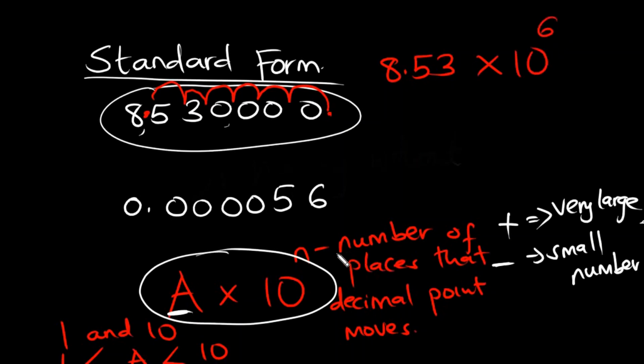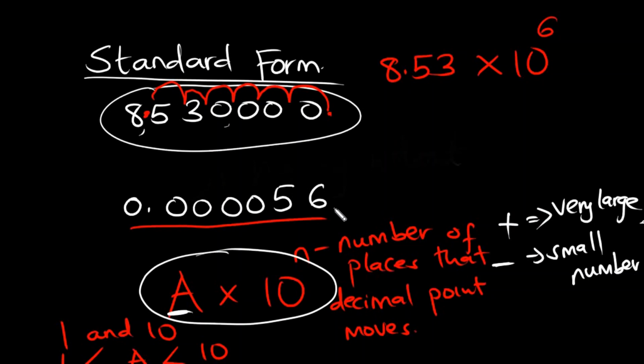So it's going to be times 10 to the power of 6. Remember what we said, n stands for the number of places that the decimal point moves. For this case, the decimal point moves 6 places. Then it's going to be positive 6. Why? Because this is a large number. In other words, for any number that is above 1, the power is supposed to be a positive power. What about for this one?